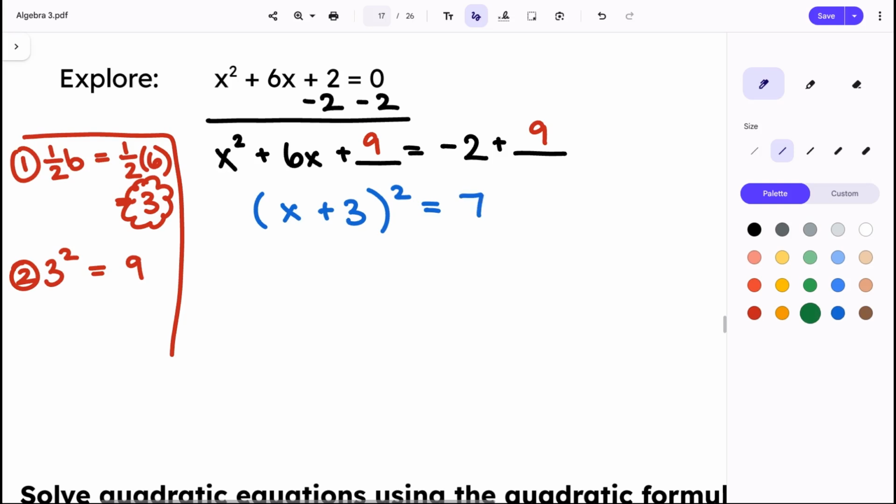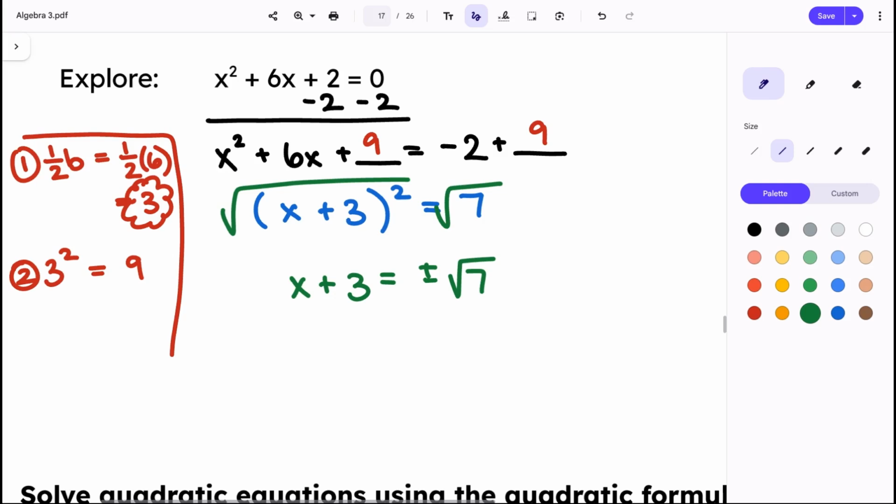Now what? Square root. Yep. Good. x plus 3 equals. Can I square root 7? No. It also isn't going to simplify to anything. If you type it in your calculator it's just going to say square root of 7. So plus or minus square root of 7.